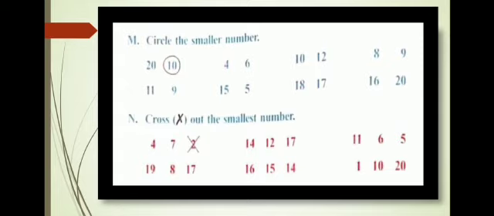Now see the next example. There are three numbers 14, 12 and 17. So children, tell me which number is the smallest one? Yes, the number 12 is the smallest one. So you can cross out the number 12. In this way, you can solve the other examples.